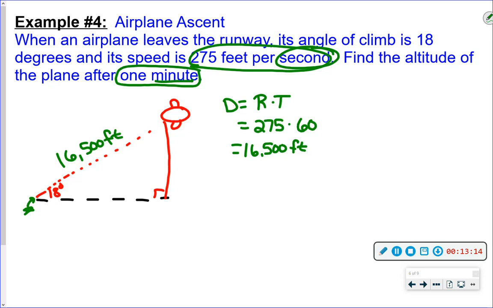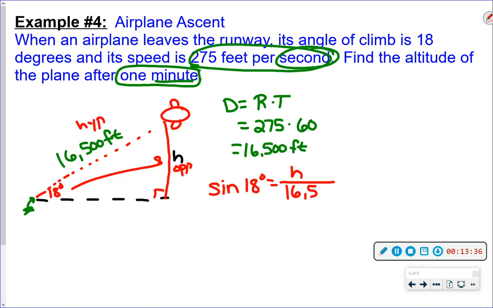Now, we want to find the altitude, the height of the triangle, the right angle, so we want this right here. So my 18-degree angle, the opposite side, and we know the hypotenuse. So opposite hypotenuse, I'm going to use sine. Sine 18 degrees equals my opposite over my hypotenuse. And just a little algebra skills here to get this solved. We're going to multiply each side by the denominator. And of course, type that in the calculator.